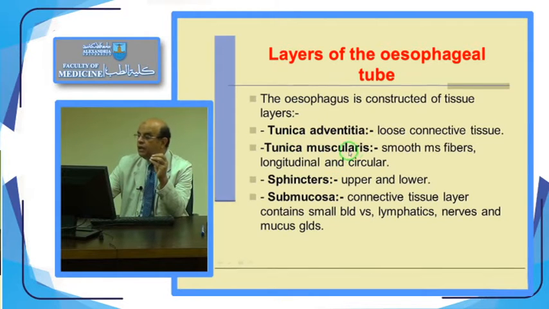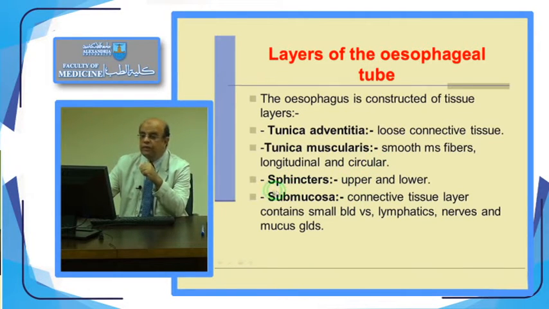The tunica muscularis is formed of smooth muscle fibers. We have 2 layers of smooth muscle fibers. We have the outer layer, which is longitudinal, and we have the inner layer, which is circular muscle fibers. And these fibers extend from the pharynx to the entry of the esophagus into the stomach.